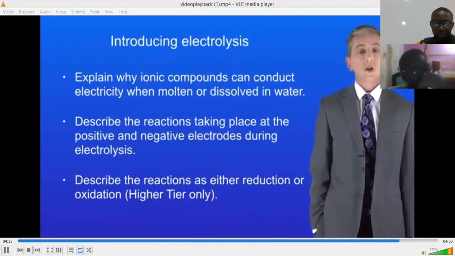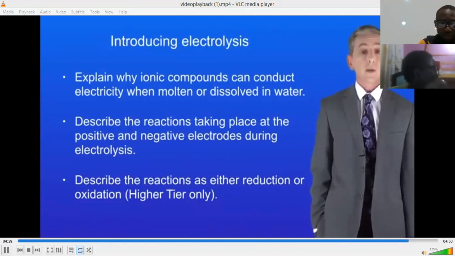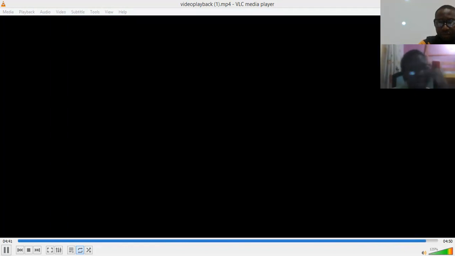Okay, so hopefully now you should be able to explain why ionic compounds can conduct electricity when molten or dissolved in water. You should then be able to describe the reactions taking place at the positive and negative electrodes during electrolysis. And finally, you should be able to describe the reactions as either reduction or oxidation. And that's the higher tier students only.